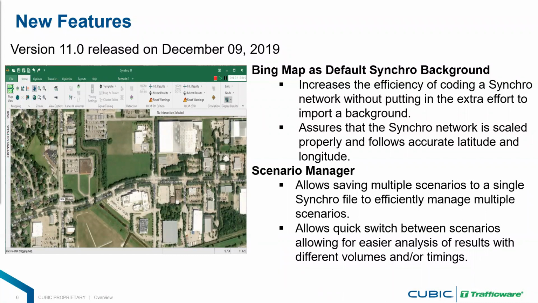Now in version 11, Bing Map is the default Synchro background instead of the solid green background you had in previous versions of Synchro, which increases the efficiency of coding a Synchro network without putting any extra effort into importing the background image. It also assures that the Synchro network is scaled properly and follows accurate latitude and longitude.